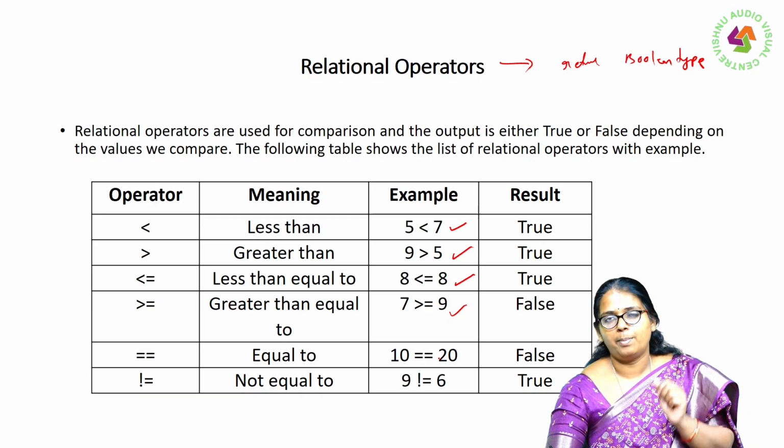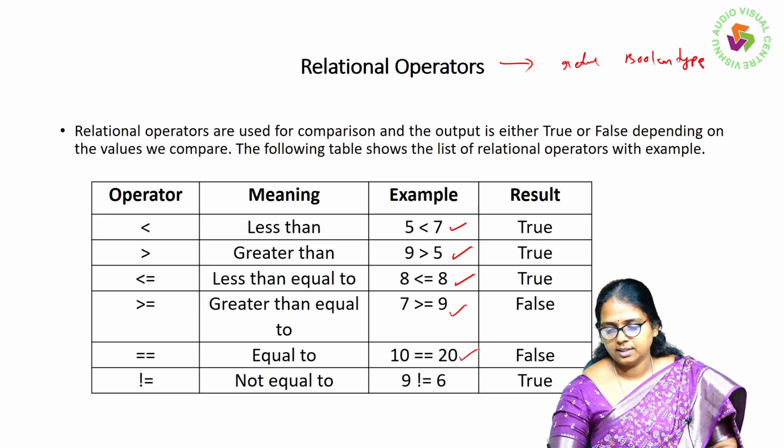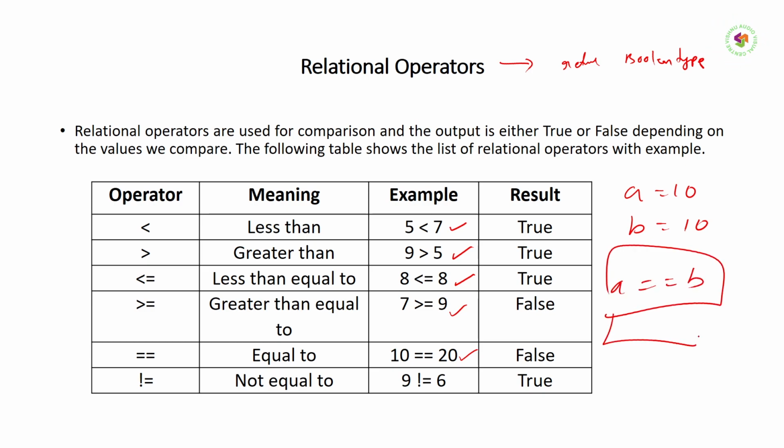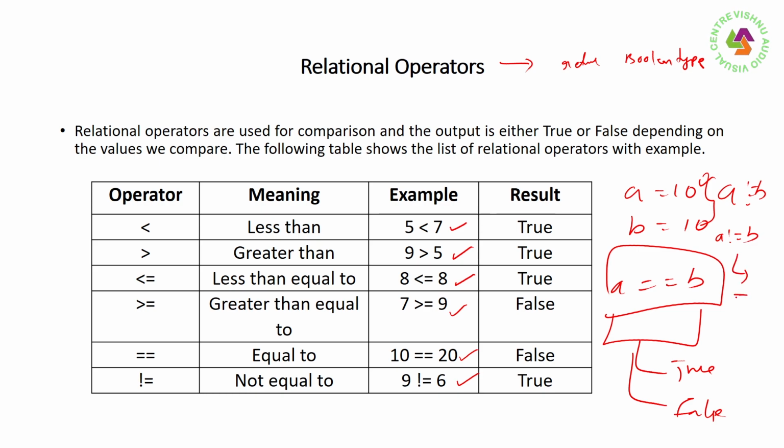I can also compare whether two values are the same, that is A == B. For example, if A is equal to 10 and B is equal to 10, and I write A == B, it will compare A and B. If both are equal, it will return true, otherwise it will return false. Next, not equal to: I can also check whether A is not equal to B. Here the condition A equals B holds, so if I write A != B, it will return false. So this is about the relational operators.